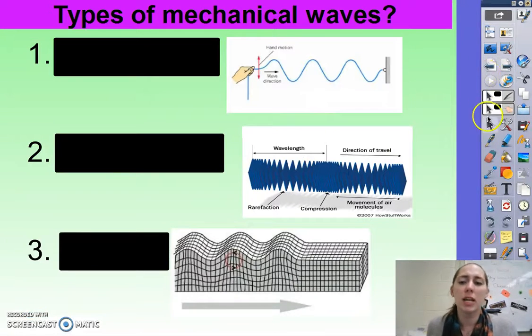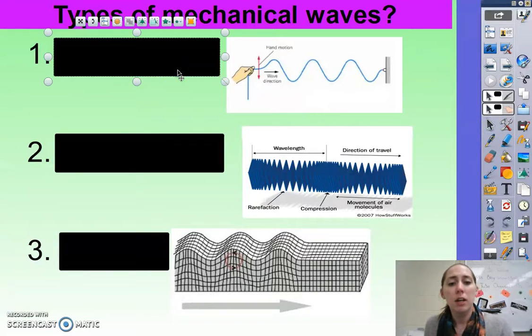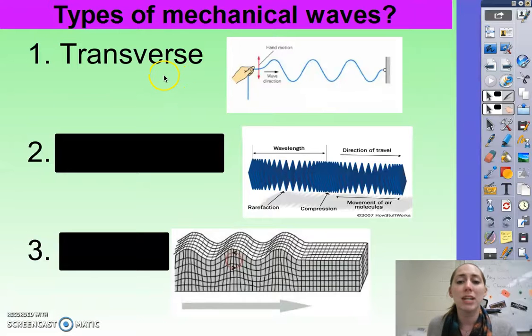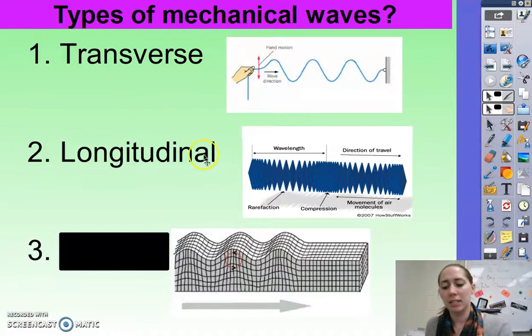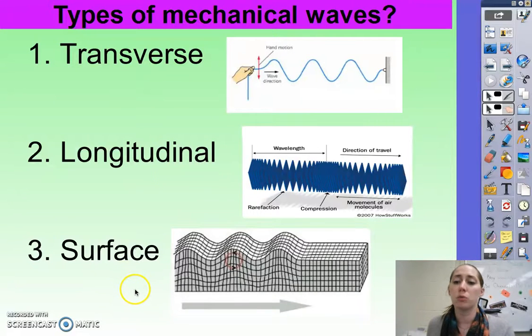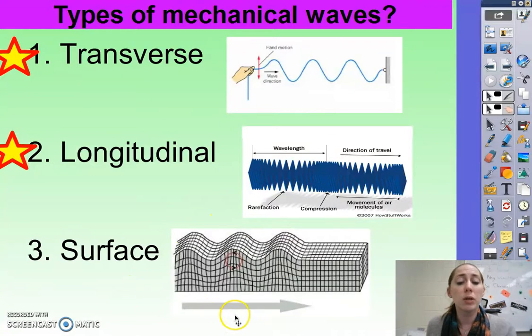So what are the types of mechanical waves? We've got three main types, and we'll mostly focus on two. One of them is a transverse wave. The second is a longitudinal wave. And the third is a surface wave. Now in this video, we're mostly going to be focusing on transverse and longitudinal waves, but be aware of surface waves as well. Surface waves are kind of a combination of both transverse and longitudinal. They move in a circular fashion. So instead of going up and down or forward and back, they go around.